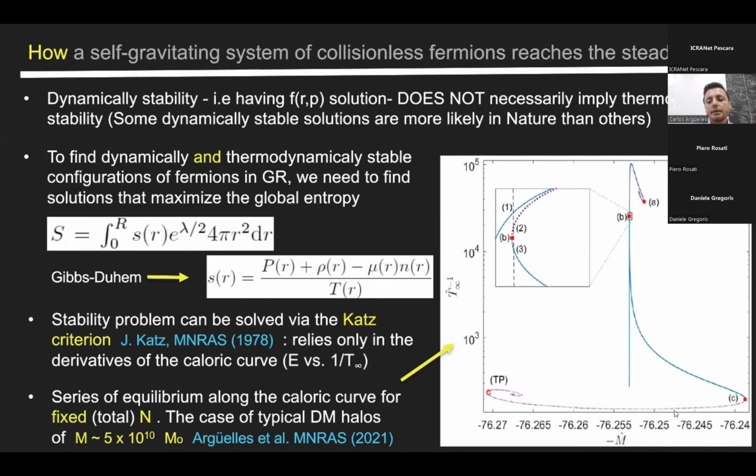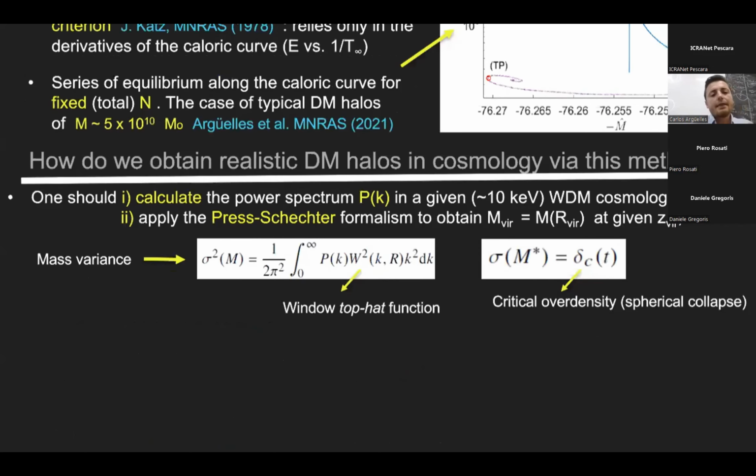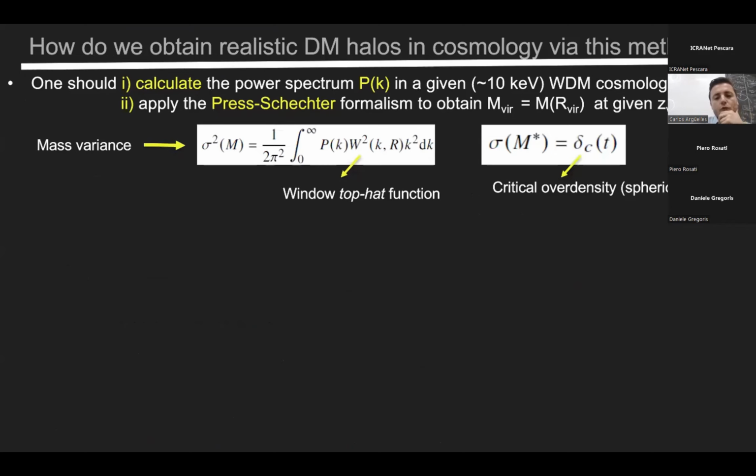And then this dotted branch to the second spiral is a typical behavior of already collapsed solutions in general relativity. So, in order to try to apply this approach in a cosmological framework, what one would like to do is to have these 10 to the 10 solar masses not put in by hand, but obtained at a given redshift, starting from a quantum matter cosmology with this 10 keV particle mass.